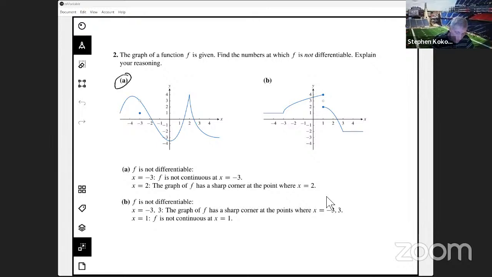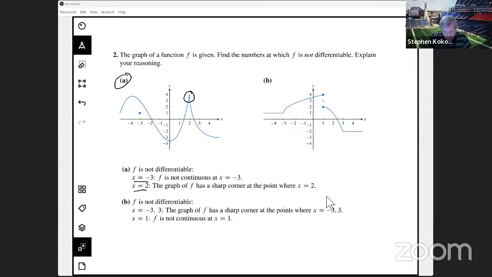For A, this is a graph of this function f. It's certainly not differentiable at x equal -3. Heck, it's not even continuous there. Remember that if a function is differentiable at a value, it must be continuous. That's a theorem. We can see the hole in that graph, so it's definitely not differentiable there. It's also not differentiable at x equal 2. There's a sharp corner there. I'm not quite sure in Tom's lingo if there's actually a cusp there, but there's a sharp edge or corner. It's not differentiable there.